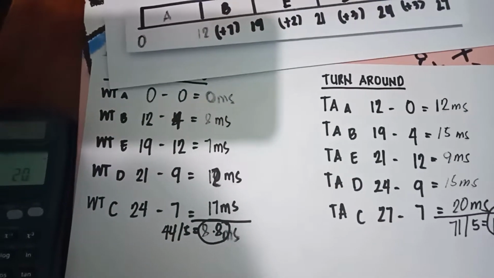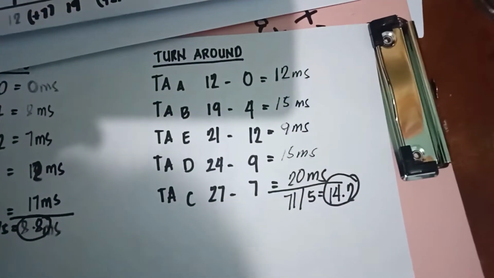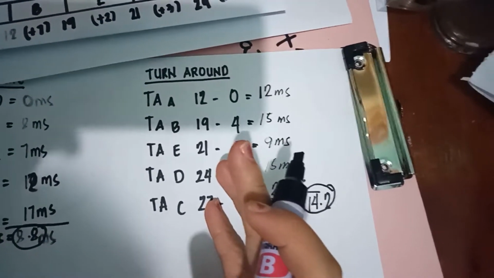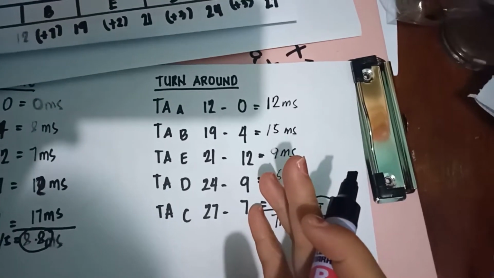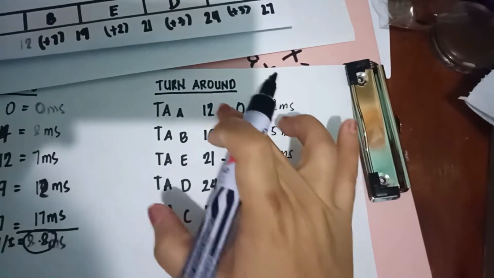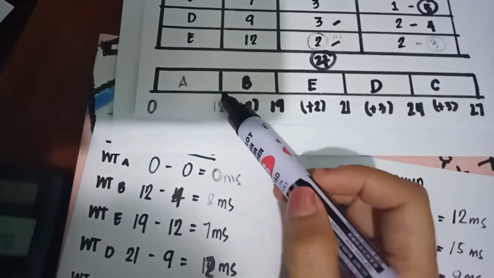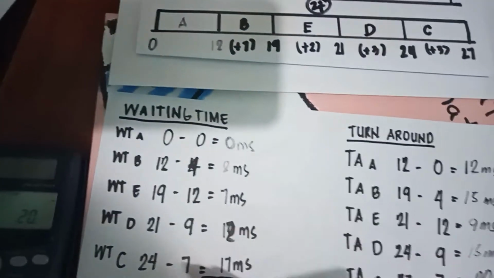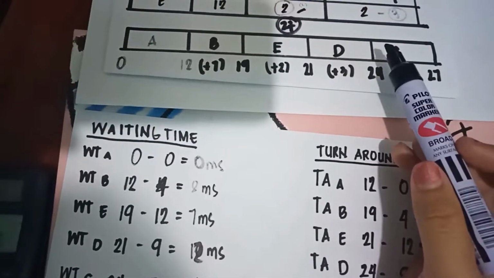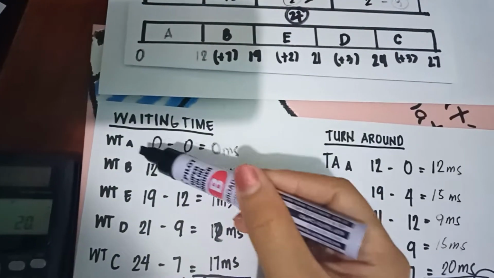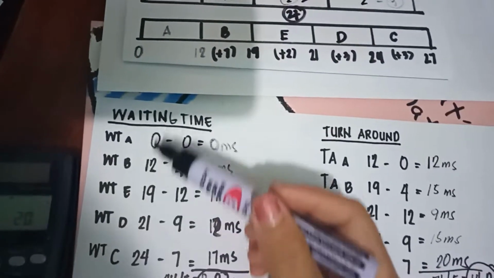Next, we're going to our turnaround time. In turnaround, it's the same process: Gantt chart value minus the arrival time value. But the difference here is that in computing the turnaround, we will not start at 0. We just start here with the value of A automatically. Unlike the waiting time, where we start at 0, here we end at letter D only, because A, B, E, and D contain the 5 numbers.